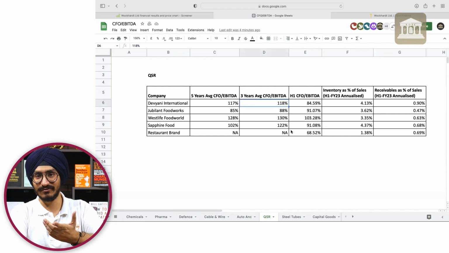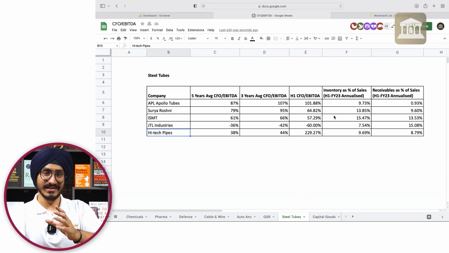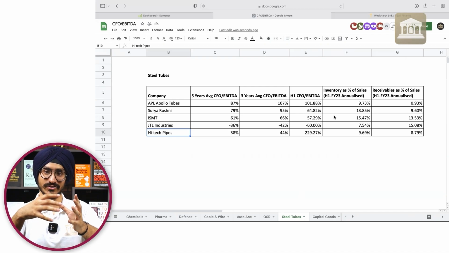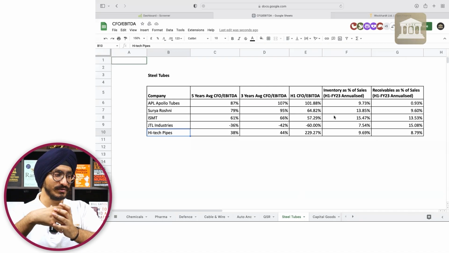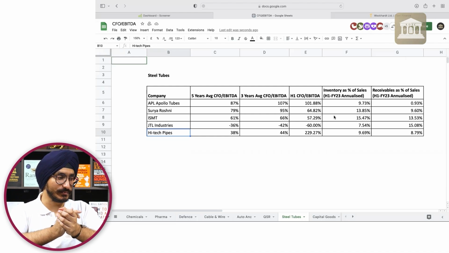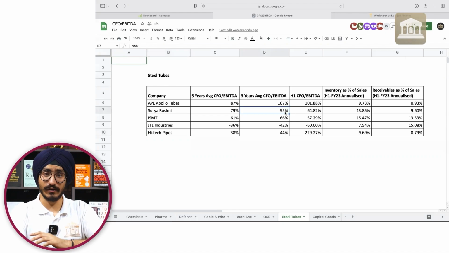Because there is no credit given to you while you're having burgers. So look at the CFO to EBITDA for the steel tube sector. For the steel tube sector, the CFO to EBITDA for the market leader APL Apollo is close to 101% in the first half of the financial year. 3-year average is 107%. For Surya Roshni, it is also really high at 95%, and 5-year average is 79%.